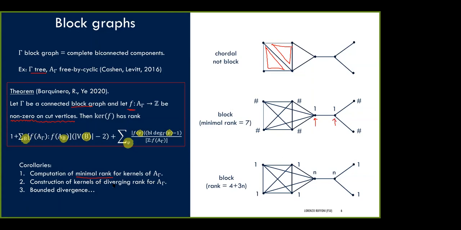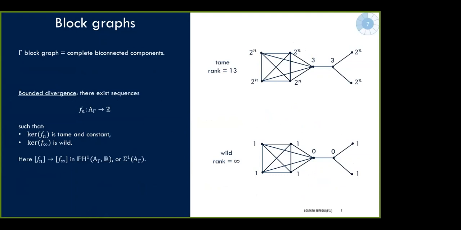We can also construct fibrations whose kernel has larger and larger rank. For instance, in the bottom example in my slide, you send the cut points to n and everything else to 1. You apply the formula, and you find that the rank grows linearly in n. So as you increase n, this is going to blow up to infinity through a sequence of Artin kernels that become larger and larger. And then the last phenomenon we found, I'm going to take this one to the next slide, is what we call bounded divergence.